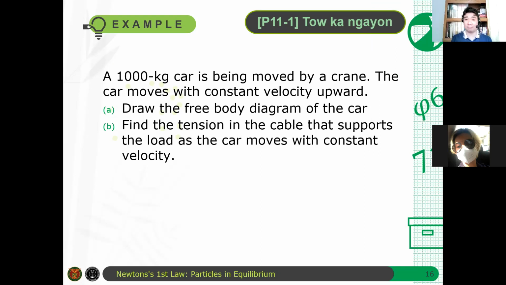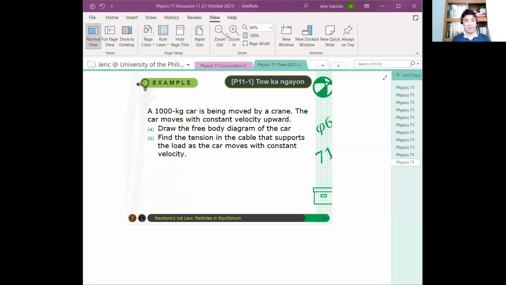Okay? So for example, this problem here: a 1,000 kilogram car is being moved by a crane. The car moves with constant velocity upward. A, draw the free body diagram of the car, and B, find the tension in the cable that supports the load as the car moves with constant velocity. Okay, so maybe I'll be giving you a minute to think of how to solve this problem. Okay, so 2 minutes have elapsed.